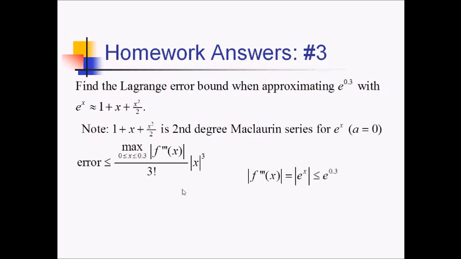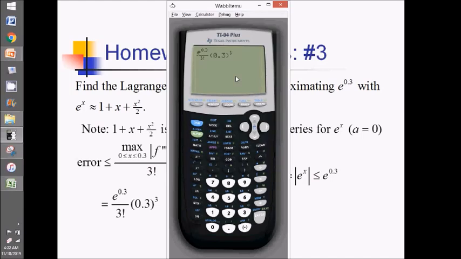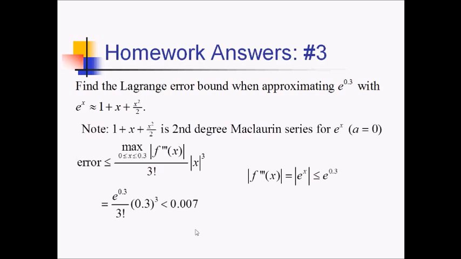Plug in some things in now. I've got e to the 0.3 for my numerator. Still have a 3 factorial down here. And now for the actual x value, we just plug in 0.3 because that's what they gave us for an actual input. And let's see what this comes out to on the calculator. So plugging all this in, we end up with about 0.006 and some change. Because I want to say that this stuff is less than something, I want to have an upper error bound, I'm going to say less than 0.007. I always round up on that third decimal.